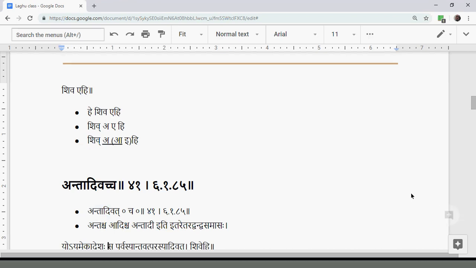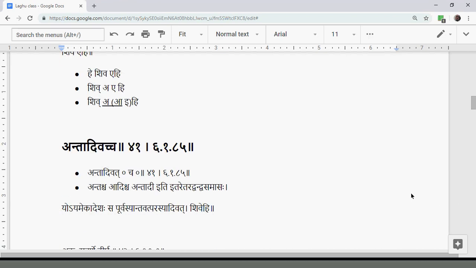What is this for? This is for yaha ayam ekadesha. Wherever you see ekadesha, purva parayo ekadesha, pararupam va, purva rupam va, guno va, whatever it is. When there is a single adesha, then that single adesha, ayam ekadesha ya bhavati ya vidiyate, purvasya antavat parasya adivat bhavati. It behaves like what? Antadivat. It behaves like the anta, last letter of purva pada, and like adi of the para.